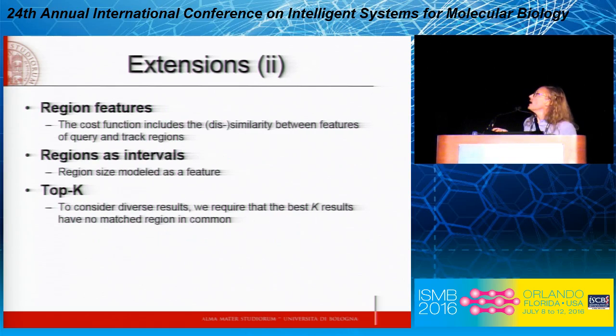Further, we also extended the model and the algorithm in order to cover region similarity. So regions are not just points, but can be considered as a type of feature. In this case, we just extended our cost model formula with a dissimilarity between the features of the query pattern component and the element of the track.